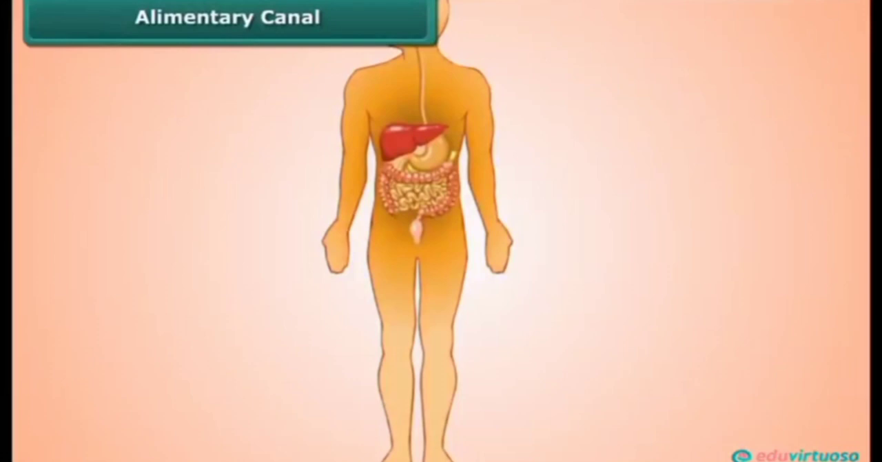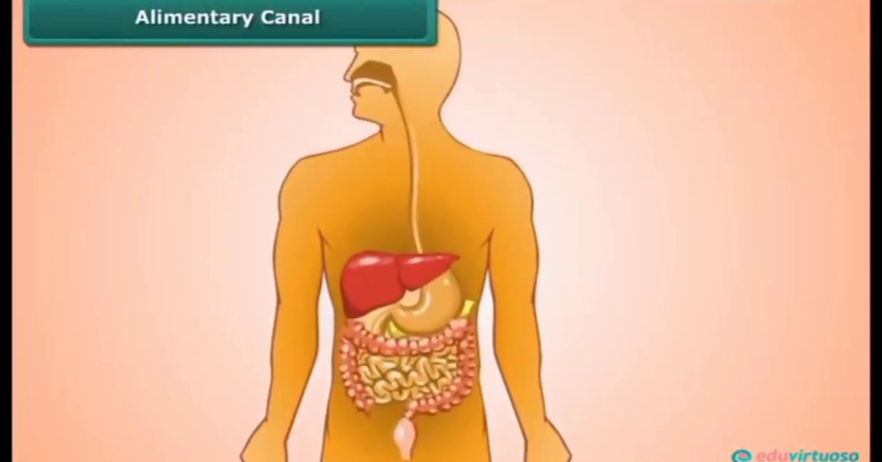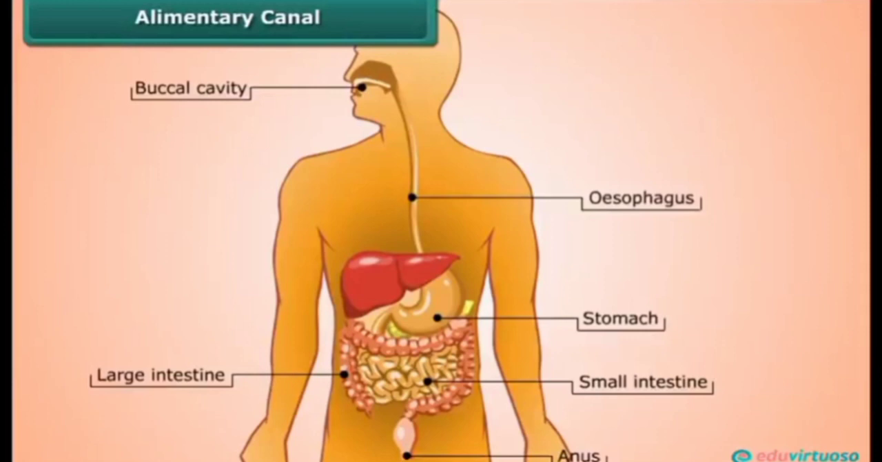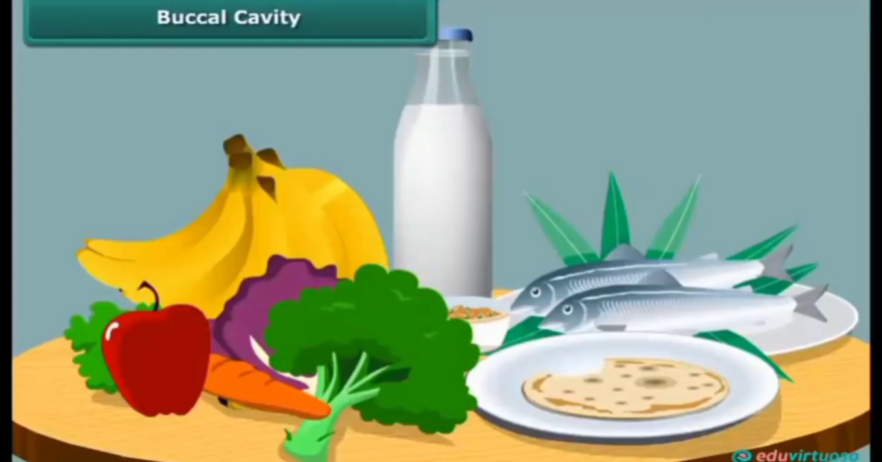This is the alimentary canal system of the human being. It starts from the buccal cavity that is present in the mouth, and after that the esophagus, also known as the food pipe, then the stomach, then the small intestine, and then the large intestine. The end part is the anus, through which the waste product moves out from the body.